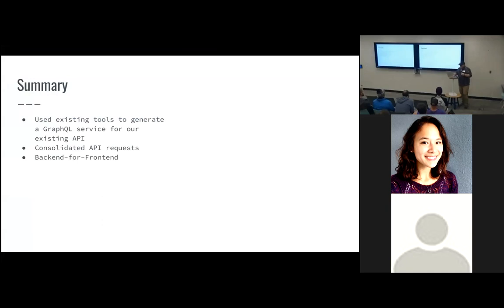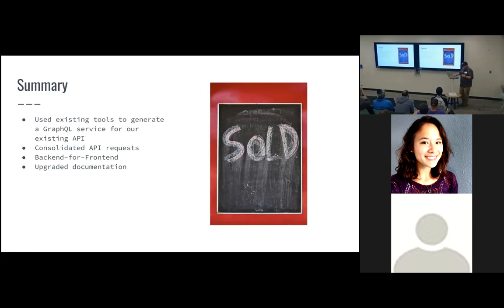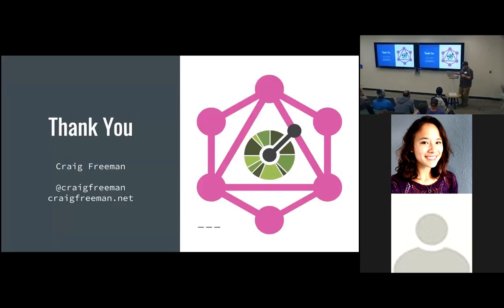And then lastly, we upgraded our documentation for both backend and front end. They're all on the same page without having to do extra work. It just works. So there's no divergence of documentation and code. So I think this is a great way to very quickly prove the value of GraphQL and get your coworkers excited about it. That's all I've got. Any questions?